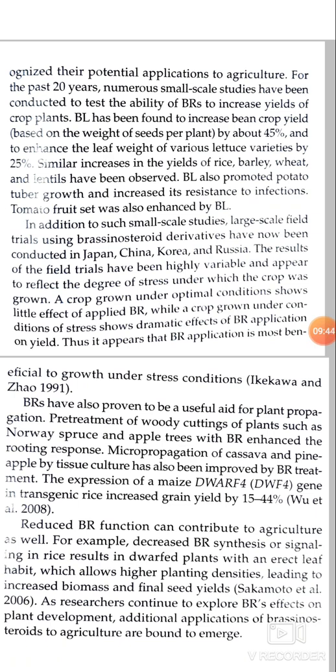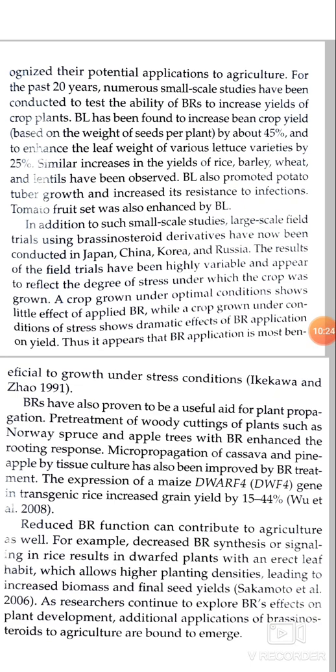The expression of a maize dwarf gene in transgenic rice increased grain yield, and reduced brassinosteroid function can contribute to agriculture as well. For example, decreased brassinosteroid synthesis or signal in rice results in dwarfed plants with an erect leaf habit, which allows higher planting densities, leading to increased biomass and final seed yields.